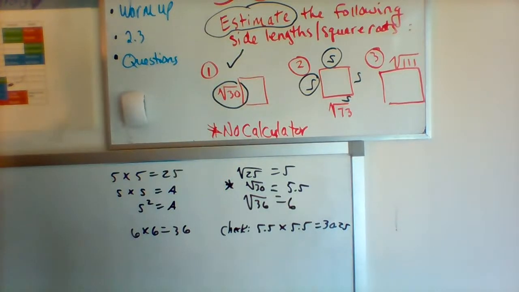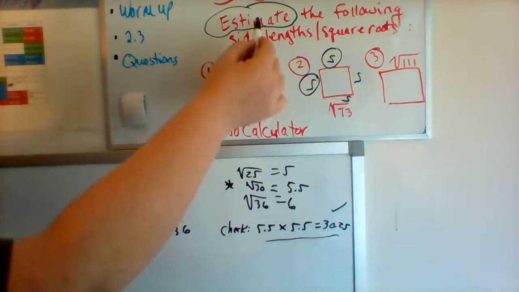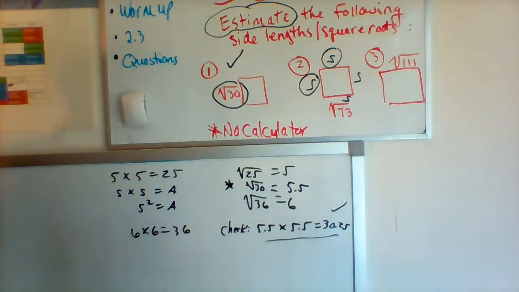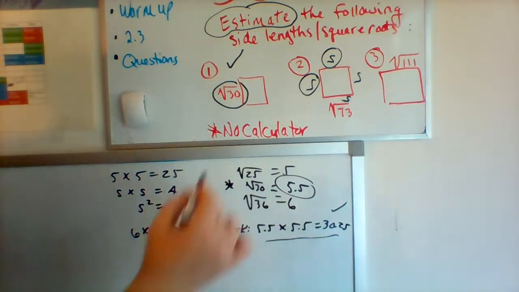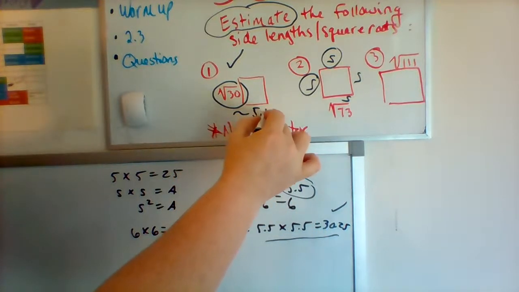Thais got this. If you agree or disagree, you could tell me that with her work. But she did check it and proved it, so it's okay. And I said to estimate. So yes, this is okay. This is a good estimate. This one is estimated to be about 5.5.